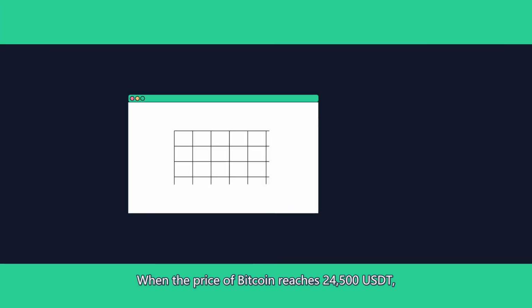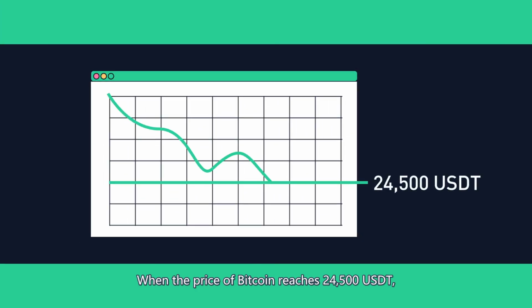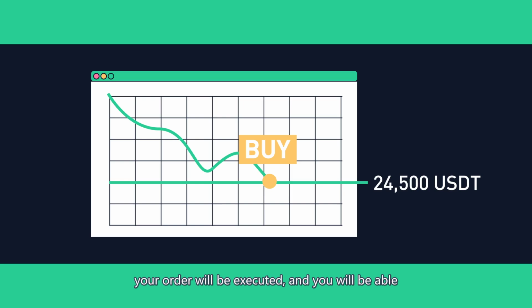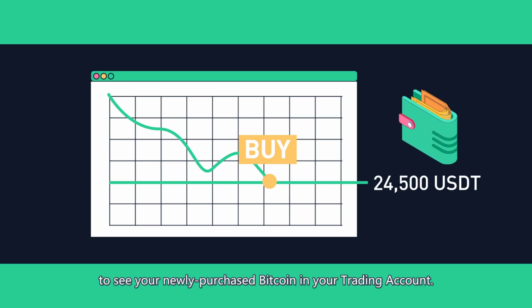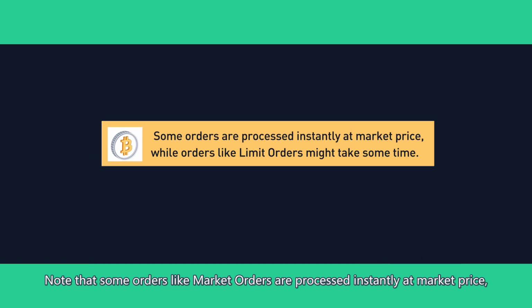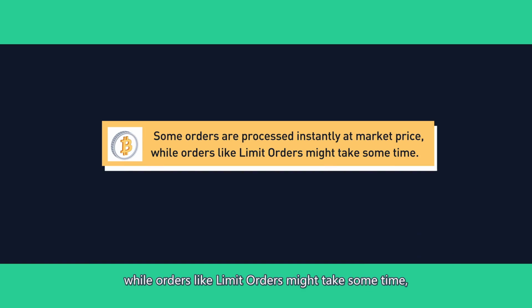When the price of Bitcoin reaches 24,500 USDT, your order will be executed, and you will be able to see your newly purchased Bitcoin in your trading account. Note that some orders like market orders are processed instantly at market price, while orders like limit orders might take some time, depending on the purchasing price you set.